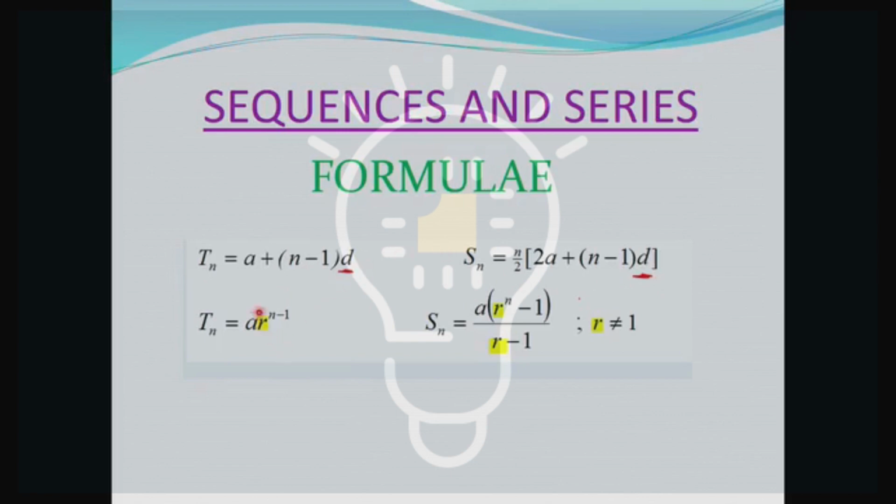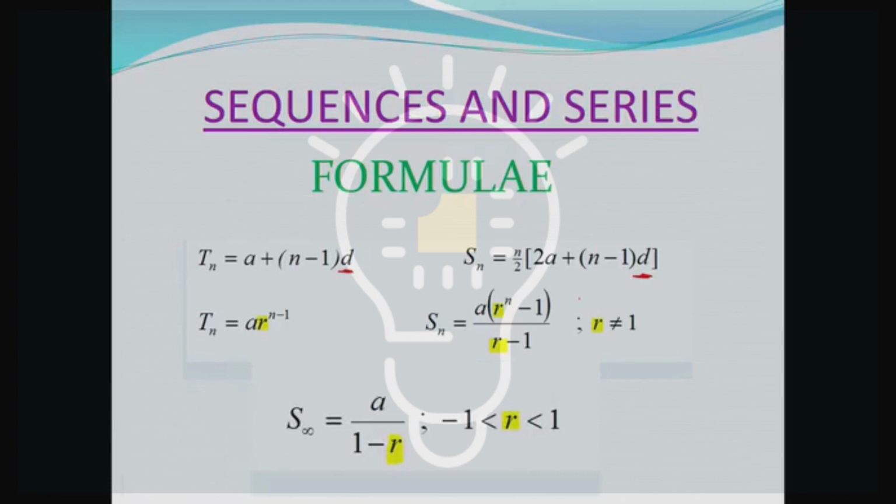Here's the formula for the general term of a geometric sequence: Tn = ar^(n − 1). So there we have an exponent. Notice the r standing for ratio. And the sum of a geometric series is given by Sn = a(r^n − 1)/(r − 1), where r is not equal to 1. We know r should never equal 1 because that will give an undefined sum. So those are the formulae that are on the formula sheet.